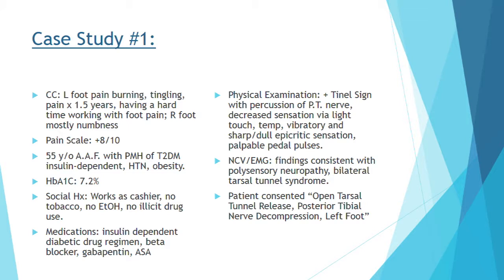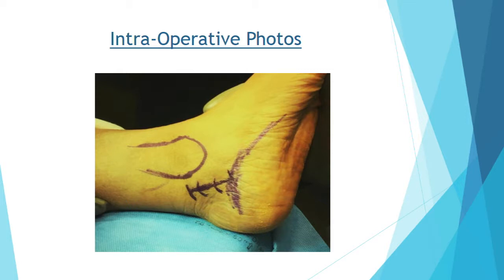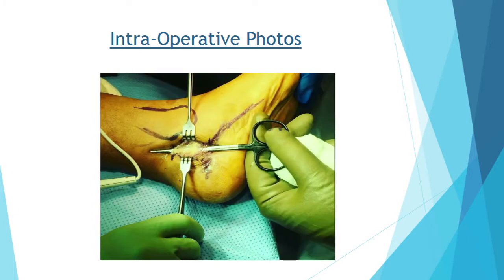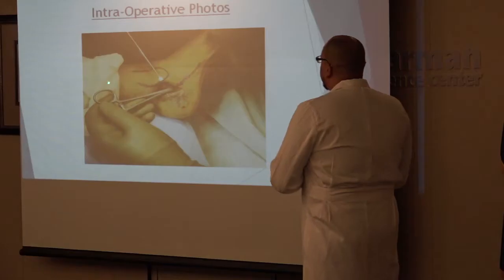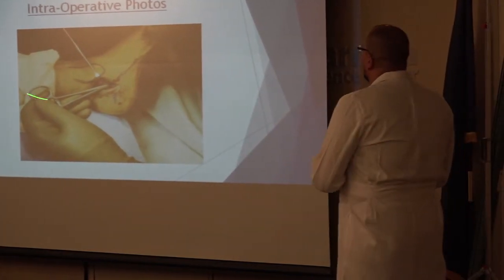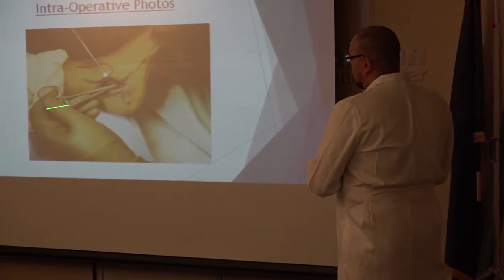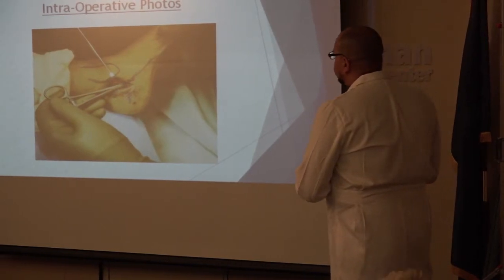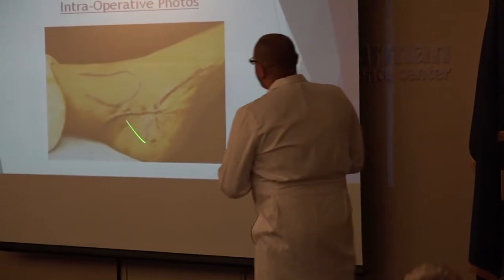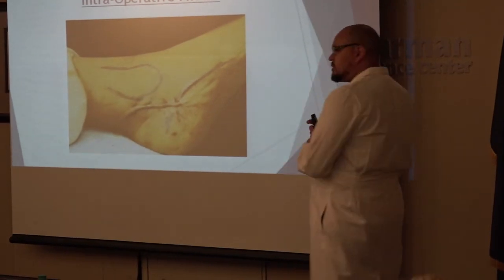So what we did is we considered the patient for an open tarsal tunnel release of the posterior tibial nerve, decompression of the left foot. So this is her in surgery. You can see our small incision that we make on the inside of the foot and ankle. This is the ligament that compresses that nerve. We release that ligament, and this is an instrument here called a forceps, or a hemostat rather, showing that now that nerve can pass unimpeded through the bottom of the foot. And this is her after the surgery. 1, 2, 3, 4. 4 stitches.